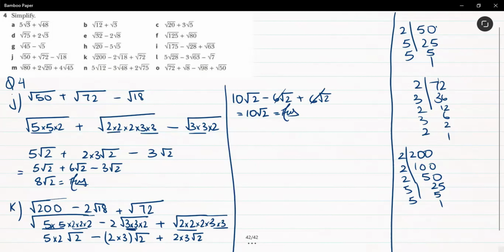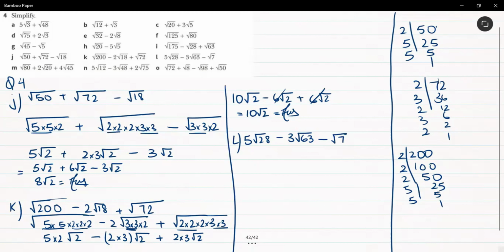That's it for part K. For part L, we would have 5 under root 28 minus 3 under root 63 minus under root 7. Okay, so we can't simplify under root 7 further because it's already a prime factor. So we need to break down 28 and 63, which would return us the value of under root 7.